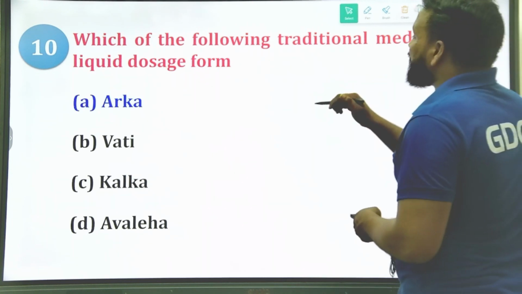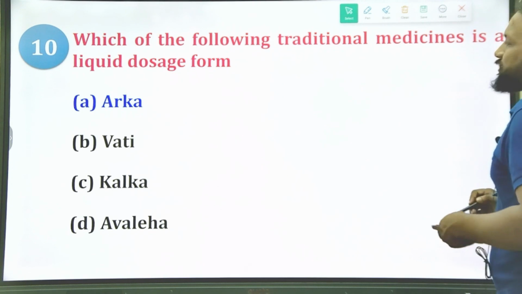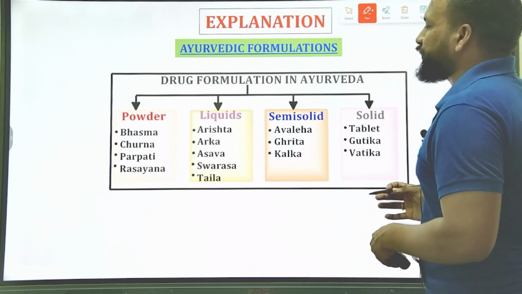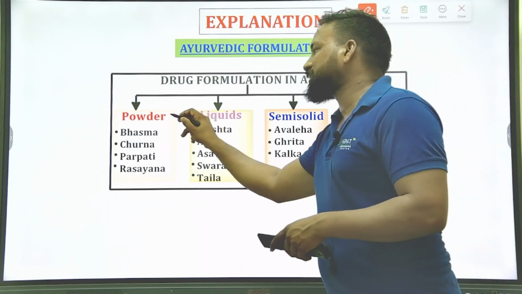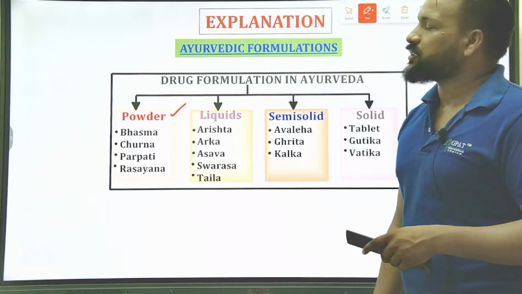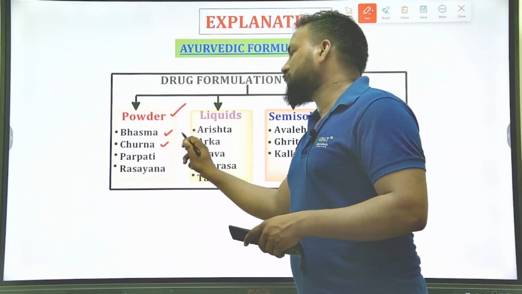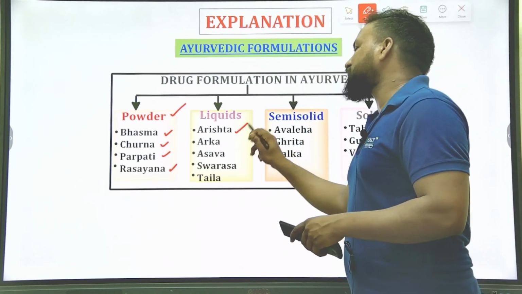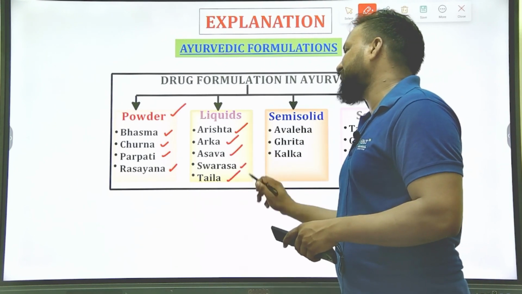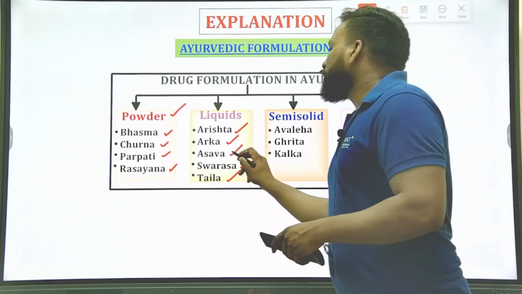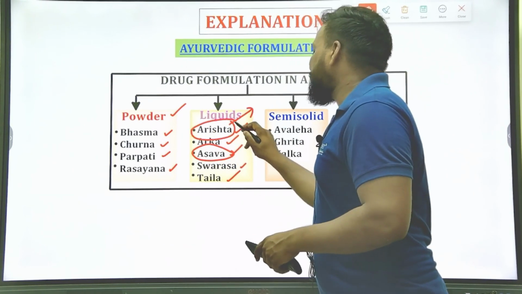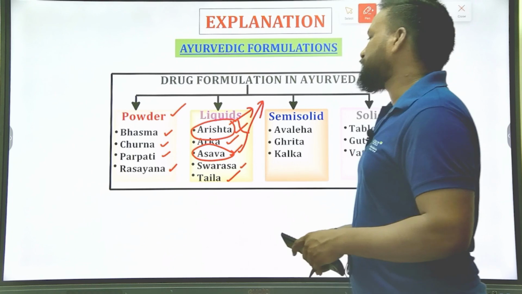Option A, Arka, is the right answer. These are the different types of dosage forms in Ayurveda. Powders we call bhasmas, churnas, parpati, and rasayana, and we also have liquid dosage forms: Arishta, Arka, Asava, Swarasa, and Taila. But among these, only two are self-generating alcohol preparations: Arishta and Asava. Do remember this point, this is also important.